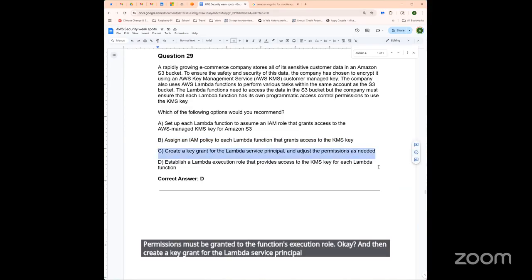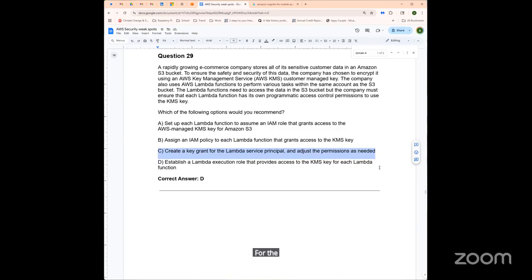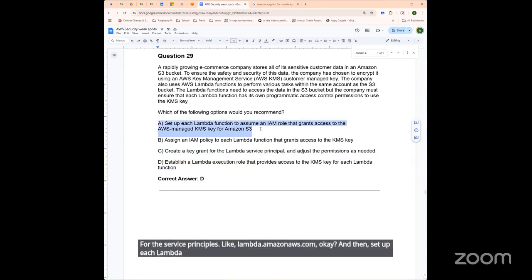So KMS grants are indeed for temporary or service-based access, but you can only create a grant for an IAM principal, like roles or users, not for service principals like lambda.amazonaws.com. And then, set up each Lambda function to assume an IAM role that grants access to the managed KMS key for S3.